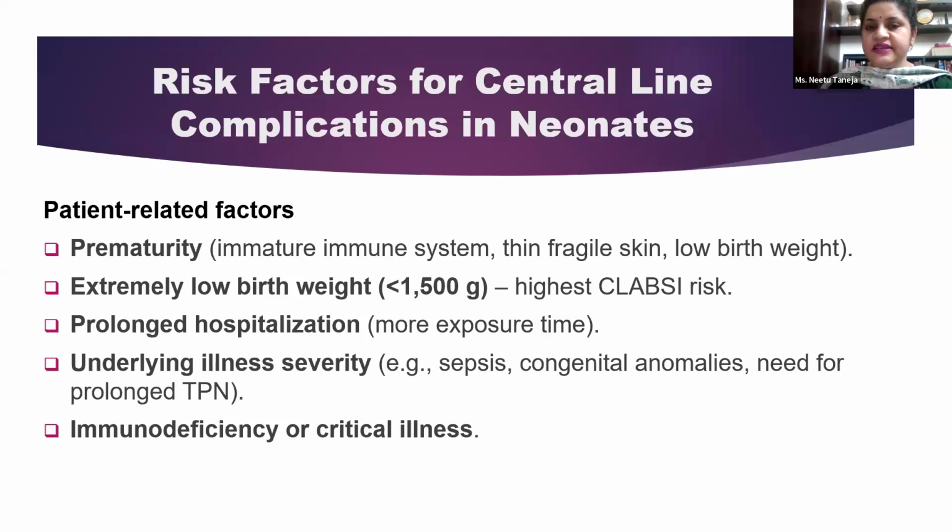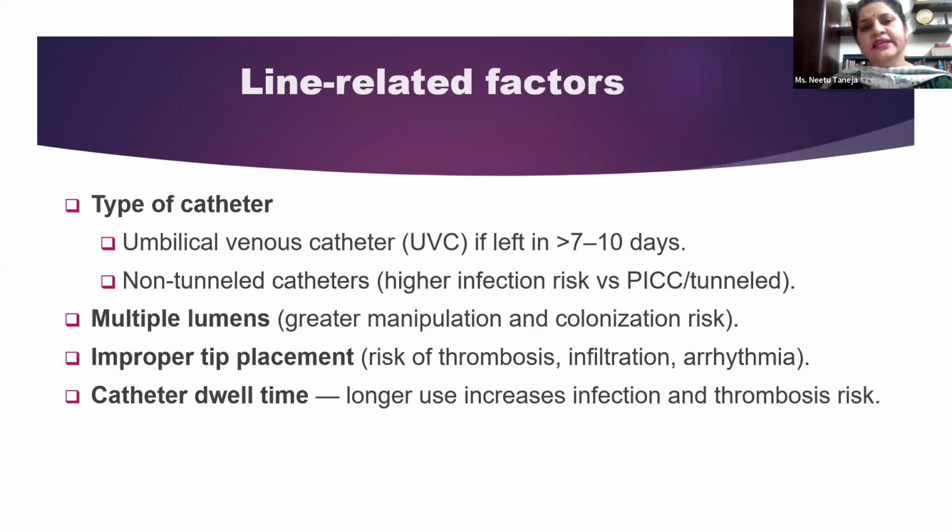Then underlying illness severity, like if a child already has sepsis or there is a prolonged need for TPN, all these conditions again aggravate the situation. Then if the child is already immunodeficient or already has some adjacent morbidity, that also raises the risk. Now we'll go to another set of risk factors, line-related risk factors. Even the type of catheter adds to the risk.